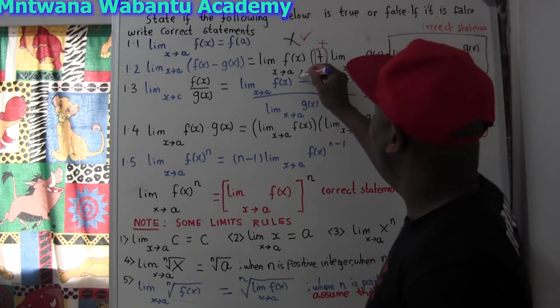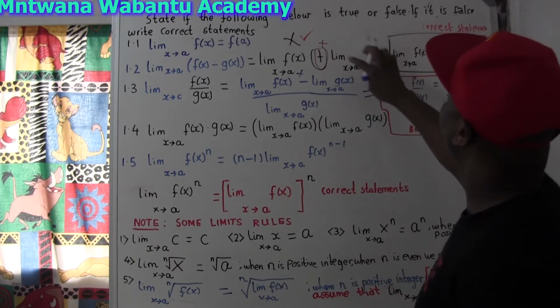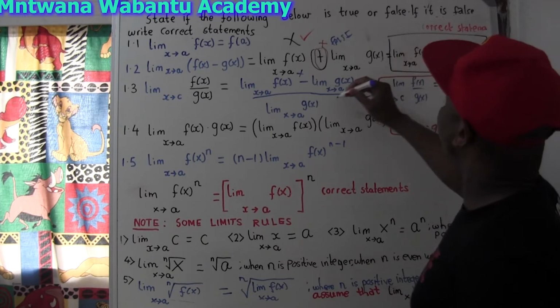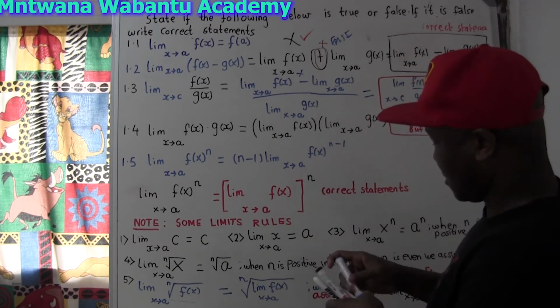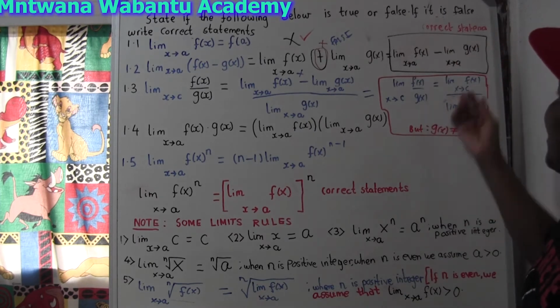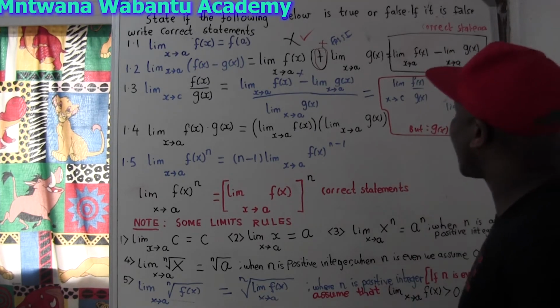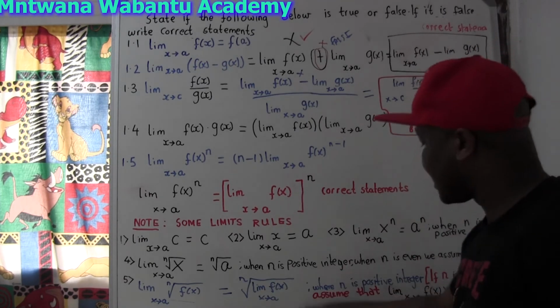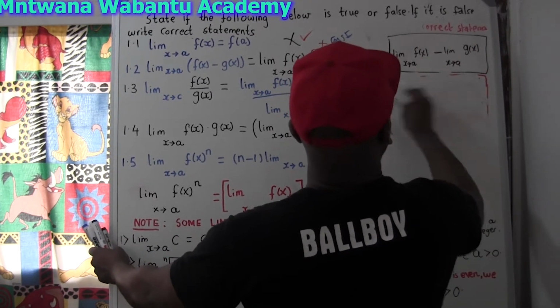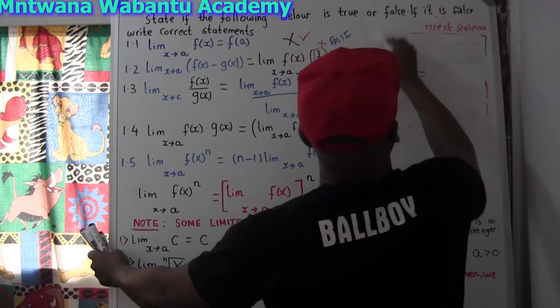So this is false, and this is a correct statement. And this is false also. False, and this is a correct statement. So we have the correct ones already. Okay, let's take an example, so you can write that we have the correct ones already. Let's take an example. I want to raise this because we need to have space here.